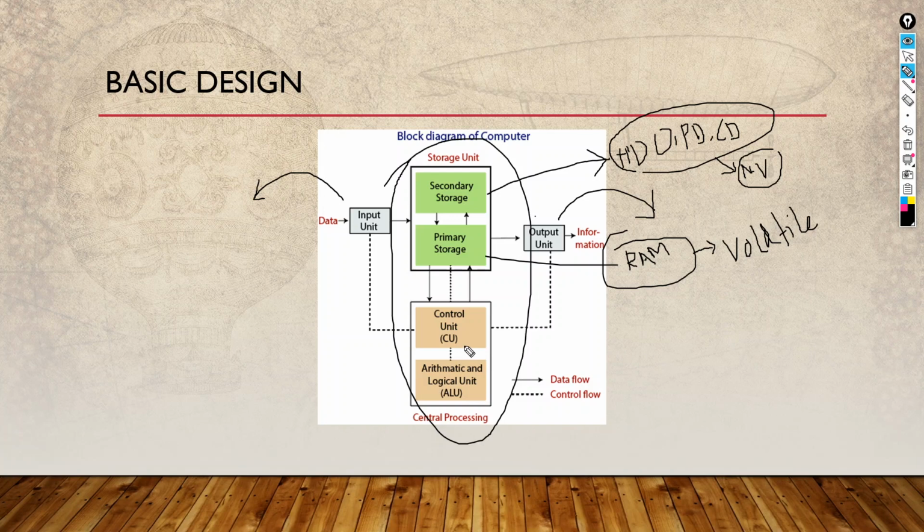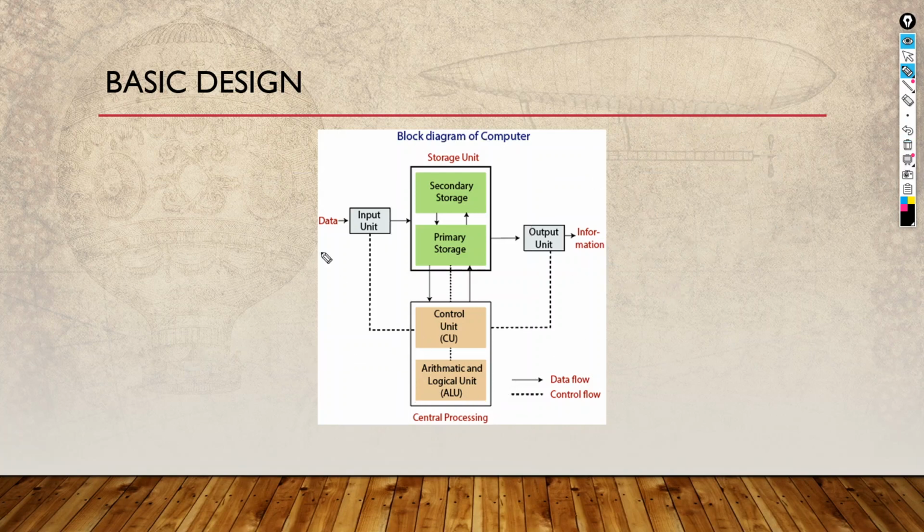Now what is the control unit? The control unit is nothing but the processor, the main head of the computer. Processors, like i3, i5, i7, these are all processors. And what is the arithmetic and logic unit? In the arithmetic and logic unit, every arithmetic operation, like plus, minus, multiplication, division, is performed here in the ALU.